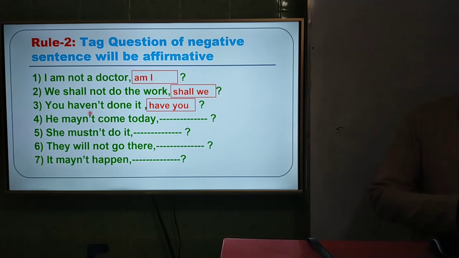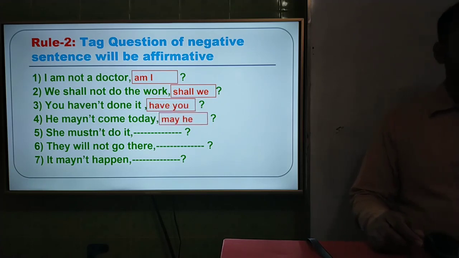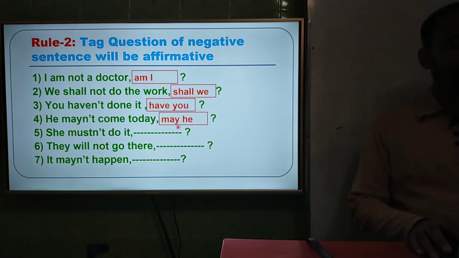Dear students, now I am going to question number 4. Question number 4 is: he mayn't come today. Here the operator is may. So may will come here to make this tag question. It will be may he. That means the sentence is negative and the tag question will be affirmative.